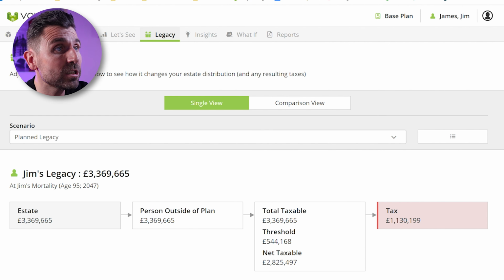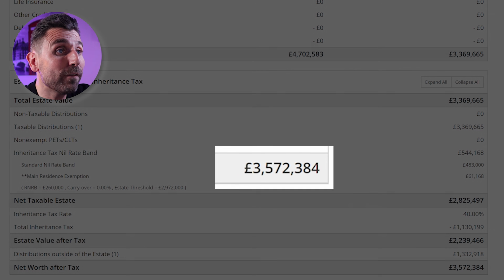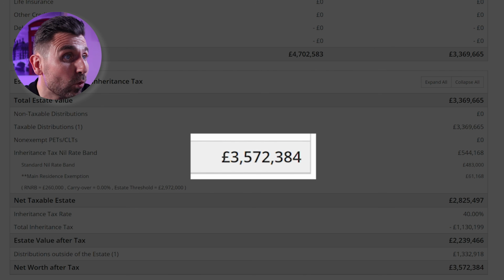That makes certain assumptions of expenditure, growth on assets, and growth on nil rate bands, which I won't go into because it's not really important. We're just looking to establish the initial projected tax figure, but more importantly, the projected net worth after tax, which is £3.57 million. We'll be focusing on how we can improve that with trusts.